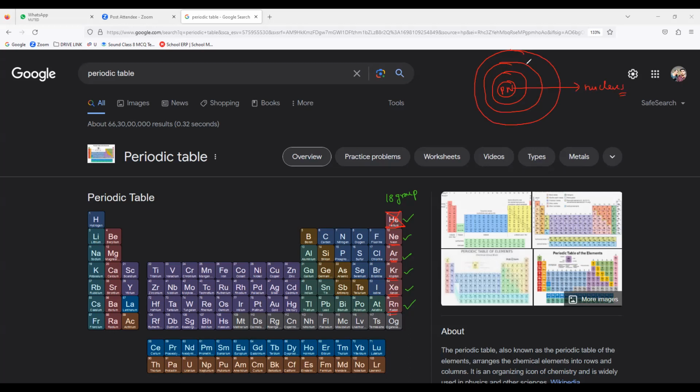Okay. And electrons are revolving around the what? Everybody. Electrons are revolving around the nucleus, in a particular shell. That is what we used to call orbits. What do we call it, everybody? Orbits. Do you understand?